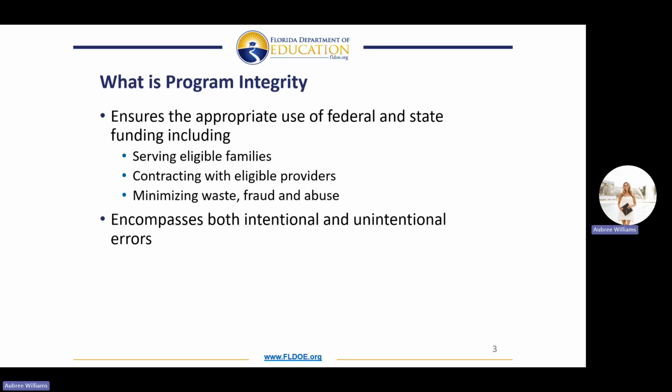Program integrity is important in everything we do. We are to deliver child care assistance fairly and accurately. This means we comply with federal and state requirements. What is program integrity? Ensures the appropriate use of federal and state funding, including serving eligible families, contracting with eligible providers, minimizing waste, fraud, and abuse, encompasses both intentional and unintentional errors. An example of intentional error is fraud. An example of unintentional error is a data entry mistake or incomplete documentation.